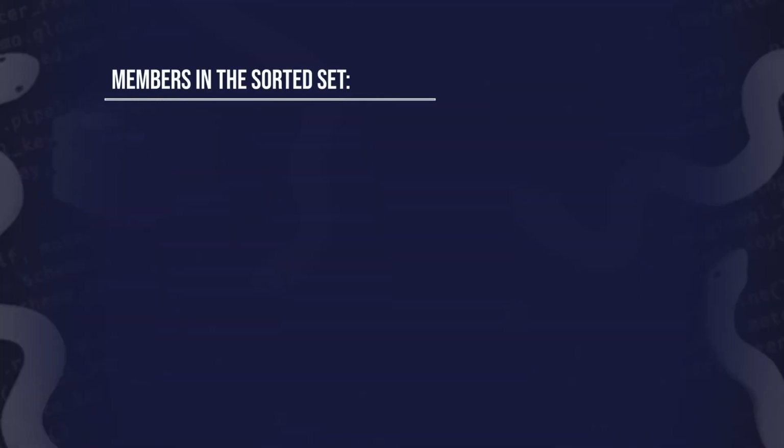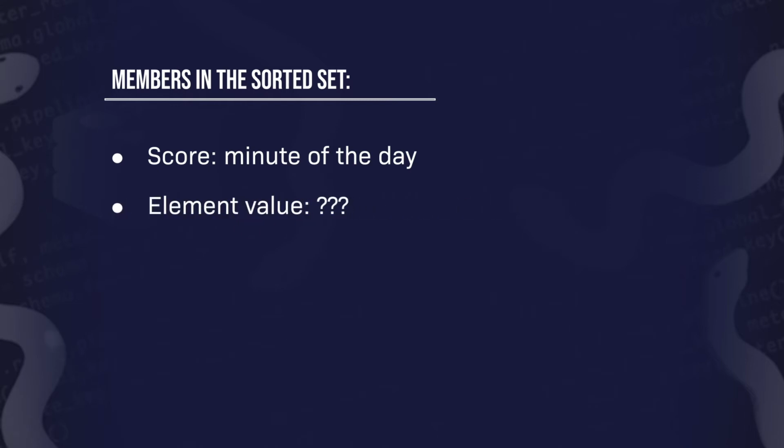Now, what's in the sorted set? This part is a bit tricky because we need to work around the fact that the sorted set is still a set, so its members are unique. For the score, we store the minute of the day. This will allow us to sort the values by time. But for the set element value, we run into a challenge. Let me show you why.